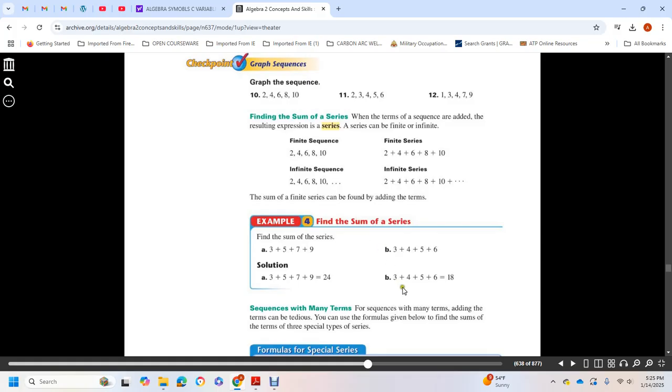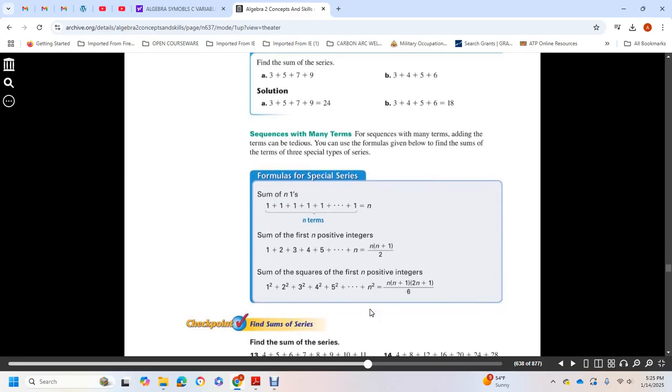For a sequence with many terms, adding the terms can be tedious. You can solve with a formula, like the given sums of the terms of 3 special types of series. The sum of the first n positive integers. The sum of the squares of the first n positive integers. So we have the first n integers and then the sum of the cubes of the integers.